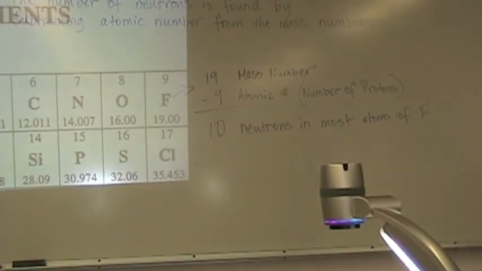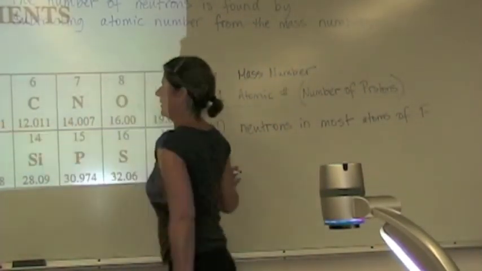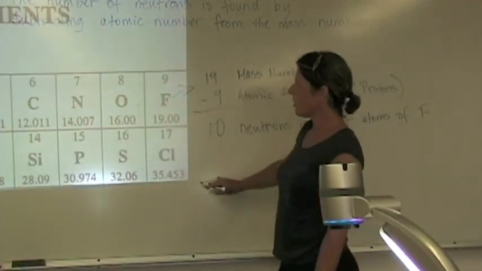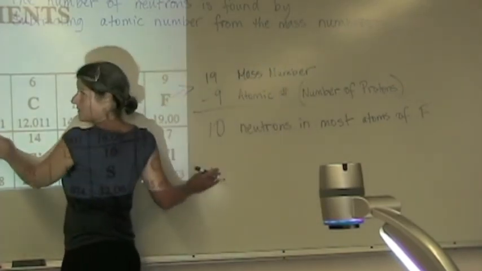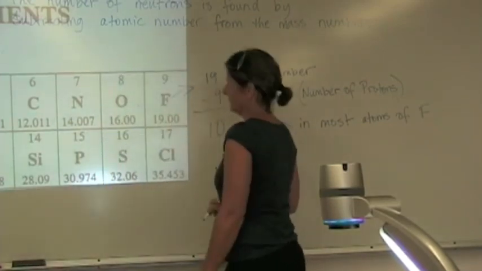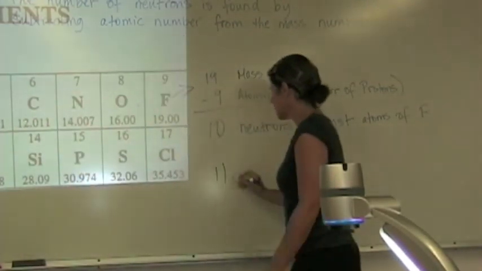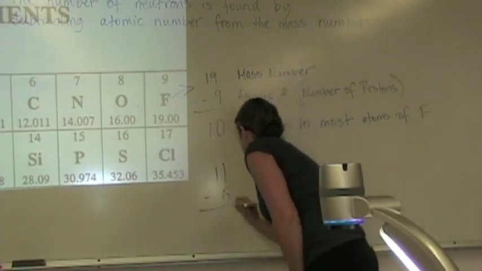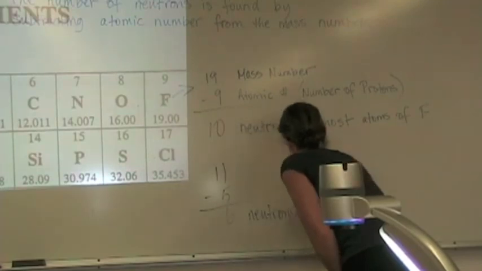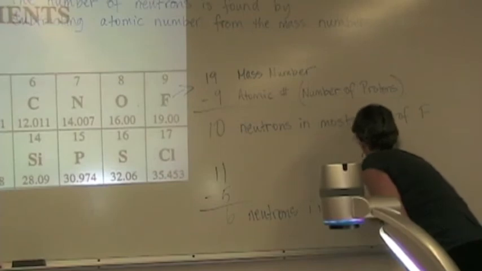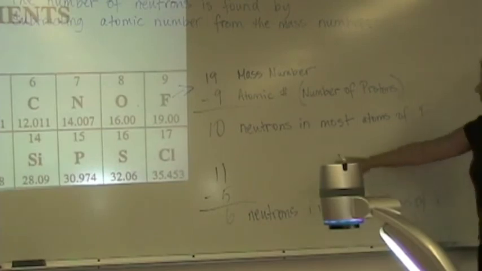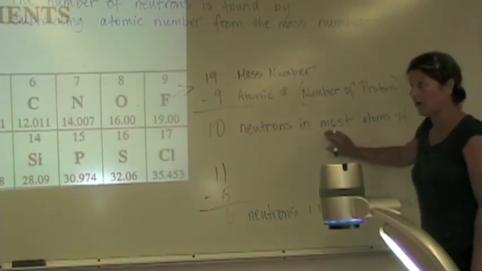All right. Let's go to boron. Boron has an atomic mass of 10.811. So that means its mass number is 11. Its atomic number is 5. We're going to subtract those two. We're going to get 6 neutrons in most atoms of boron. Notice, people, I'm saying most, not all.